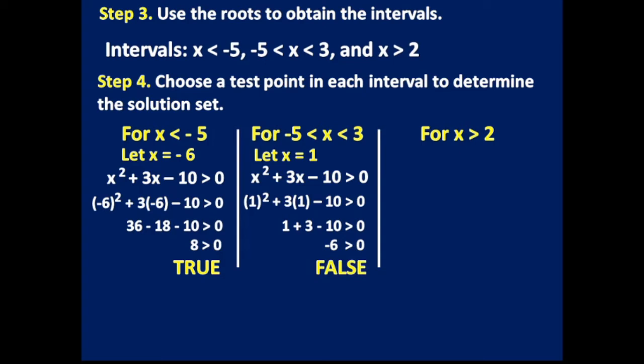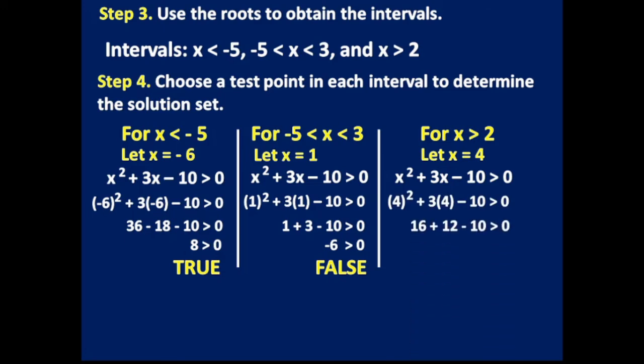For the interval x is greater than 2, let x equal to 4. Substitute the value of x, which is 4, to the given quadratic inequality x squared plus 3x minus 10 is greater than 0. We have the square of 4 plus 3 times 4 minus 10 is greater than 0. Simplify. We have 16 plus 12 minus 10 is greater than 0. 18 is greater than 0. The statement is true.